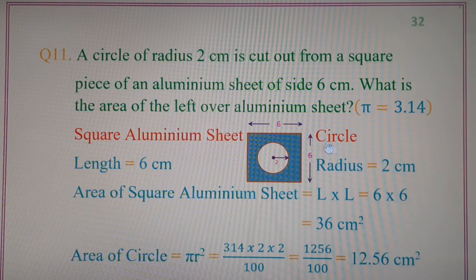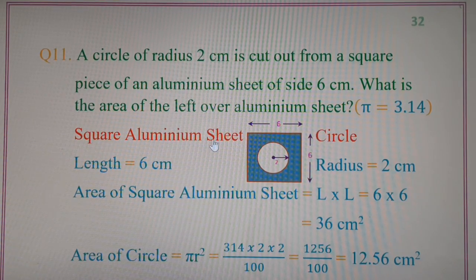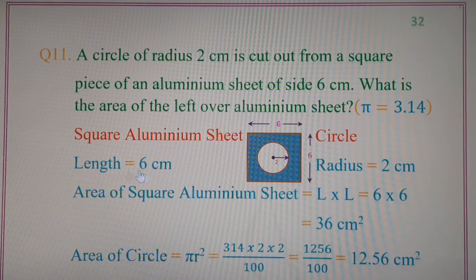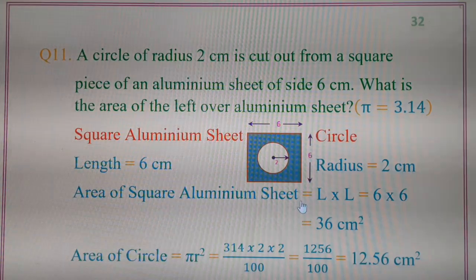So first we'll write down two headings. One is the square aluminum sheet and the second heading will be the circle. The length of the square aluminum sheet is given as 6 cm. So whatever details are given, we have to copy and write before we start the sum. Length of the square is 6 cm and radius of the circle is 2 cm. Then we will start the actual sum.